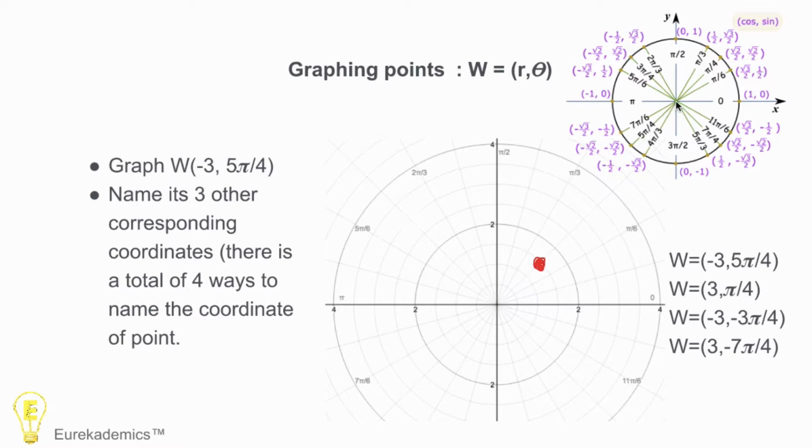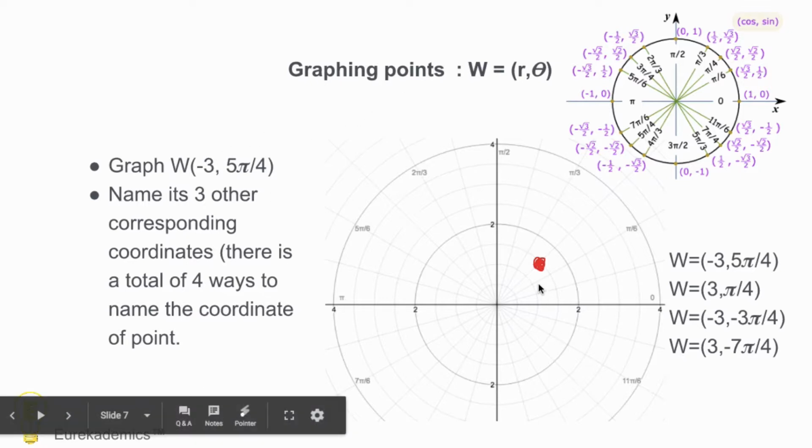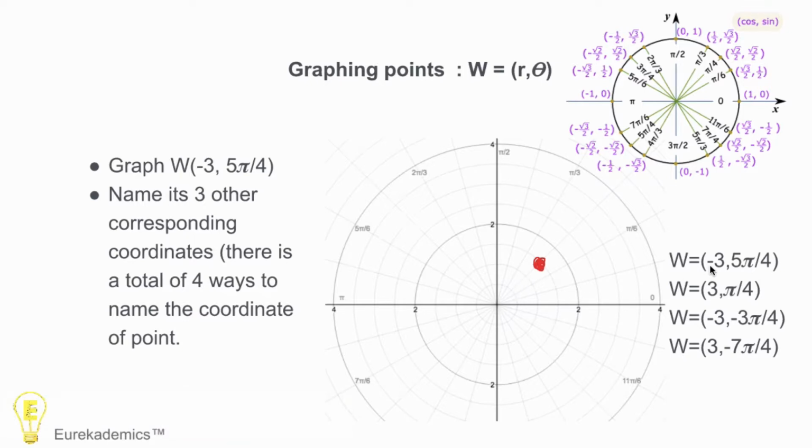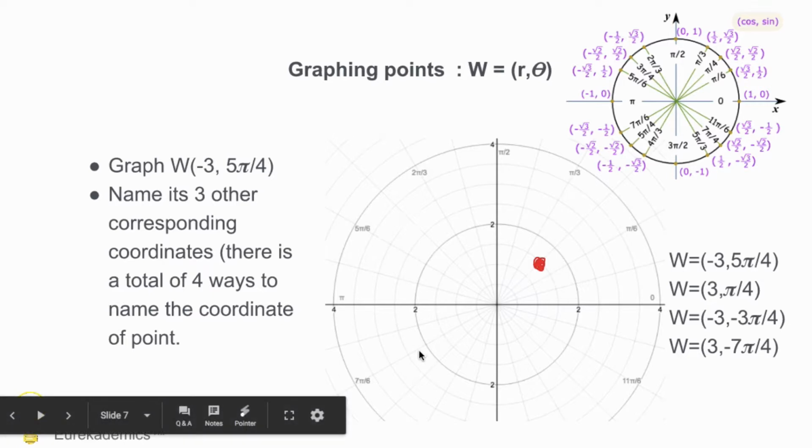Now, because the radius is negative, we have to go back 3, not on the 5 pi fourths ray. Going back 3 would actually move you onto the pi fourths tick. So we're going to go up 3 on the pi fourths tick, because that is -3. So there's W. I found my pi fourths tick and I went 1, 2, 3. There it is, -3, 5 pi fourths, because I rotated 5 pi fourths and I moved back from the center 1, 2, 3.